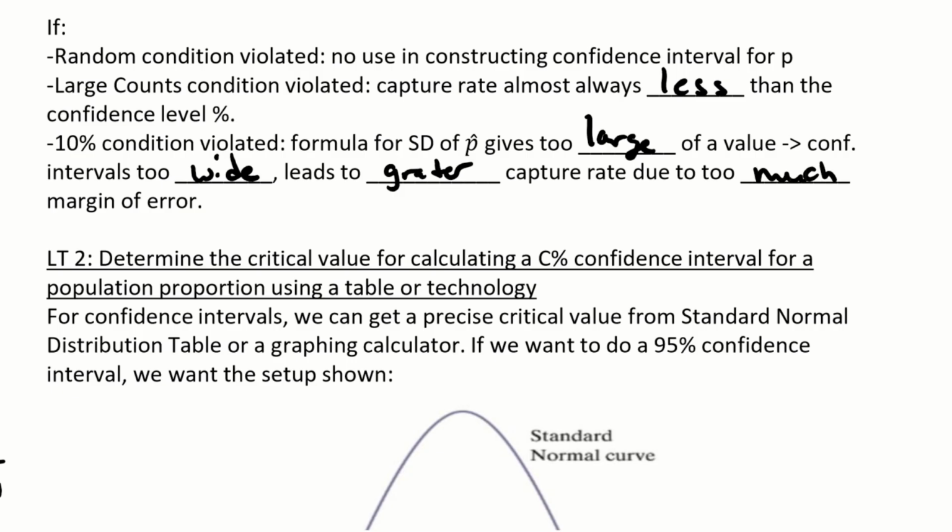So we would have the intervals being too wide, which is going to look like it has a greater capture rate because of the margin of error, when in fact the capture rate is not that big. Okay, so that's important because it's going to affect the formula, and so therefore it's going to affect our perception of the capture rate, right? Of the true capture rate.